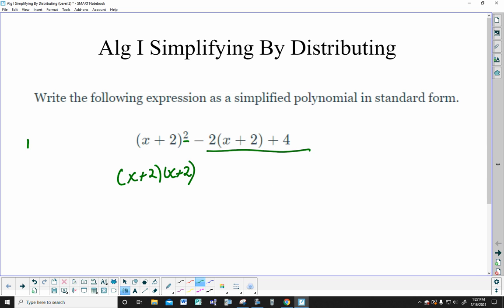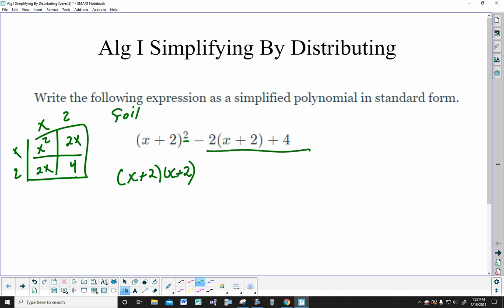Now your options are, you can either draw a box or you can do the FOIL method. So if it's a box, it's x and 2, x and 2. So x squared, 2x, 2x, and 4. So this would be x squared plus 4x plus 4. And if you did the FOIL method, first gives you the x squared, outside gives you this 2x, inside gives you this 2x, and last gives you the 4. So you get to the same place.